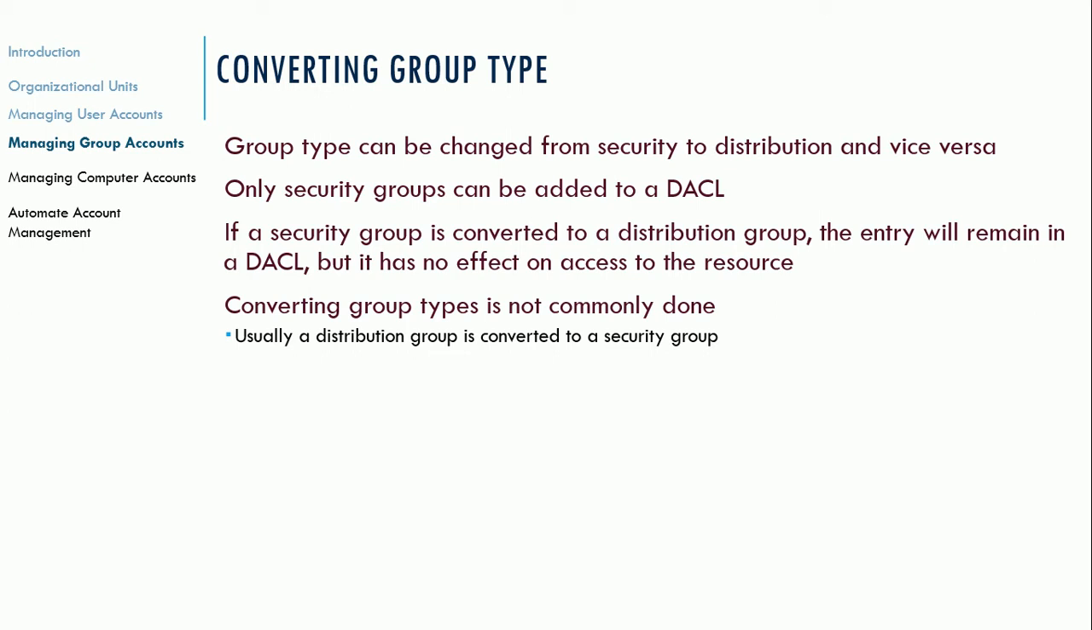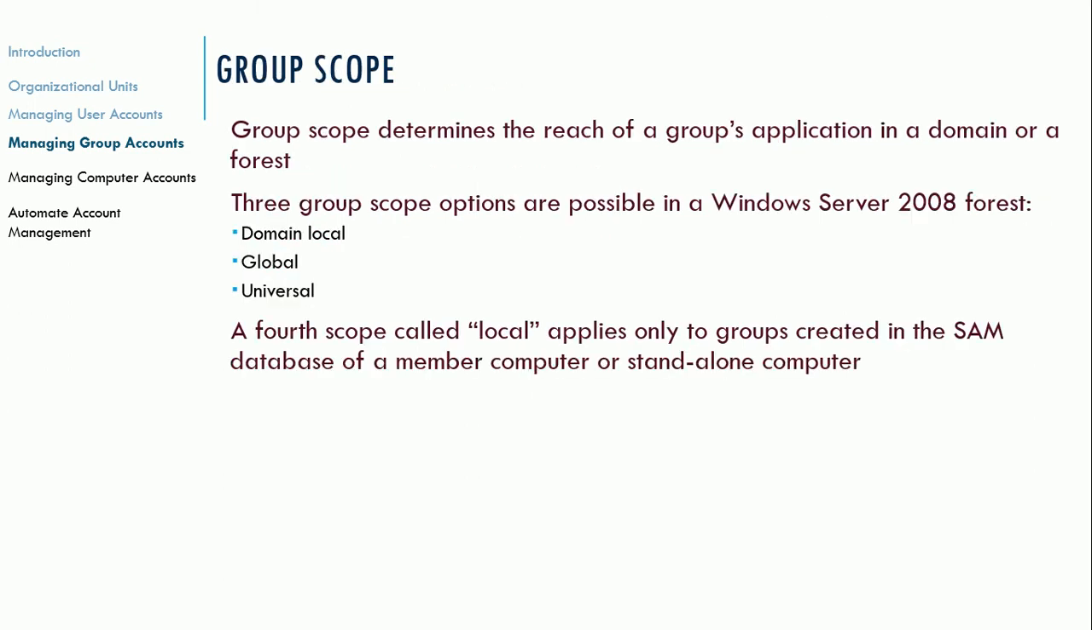So if a security group is converted to a distribution group, the entry will remain in the DACL, but it has no effect on the resource. So you don't lose those settings, but it simply has no effect if you make it a distribution group. So certainly if you convert it back to a security group, then the DACL will have an effect.